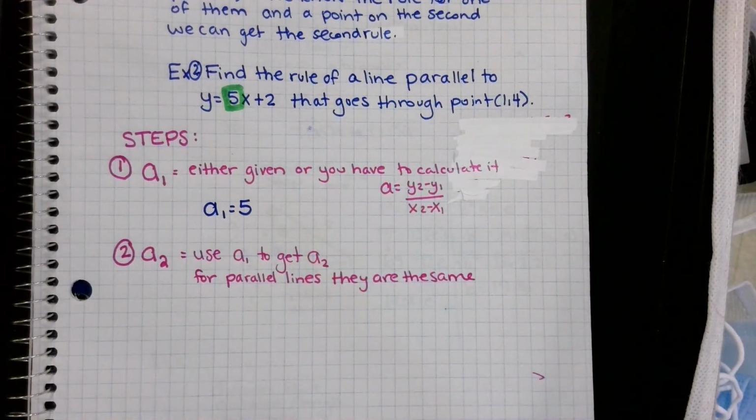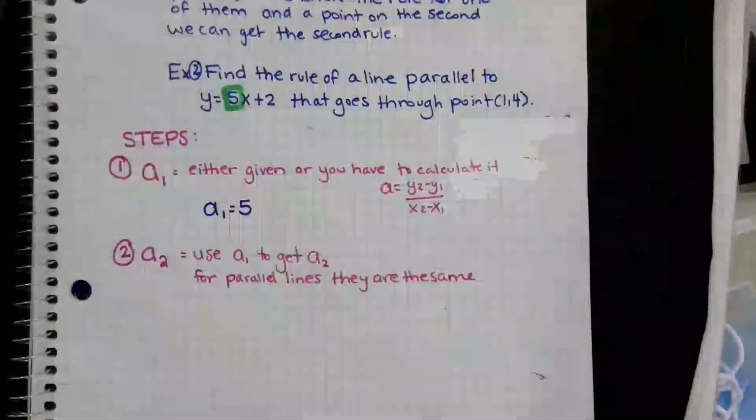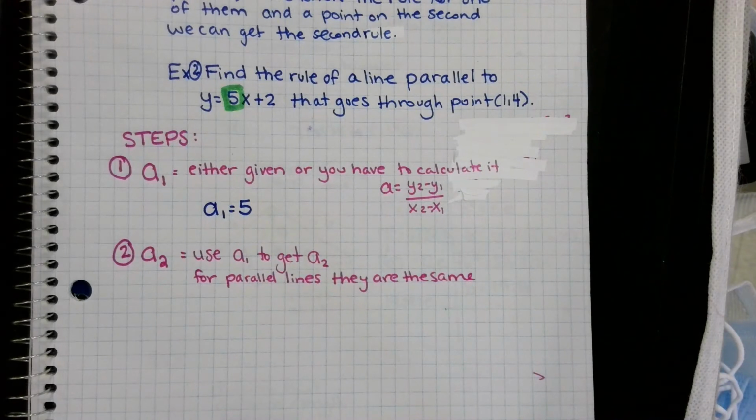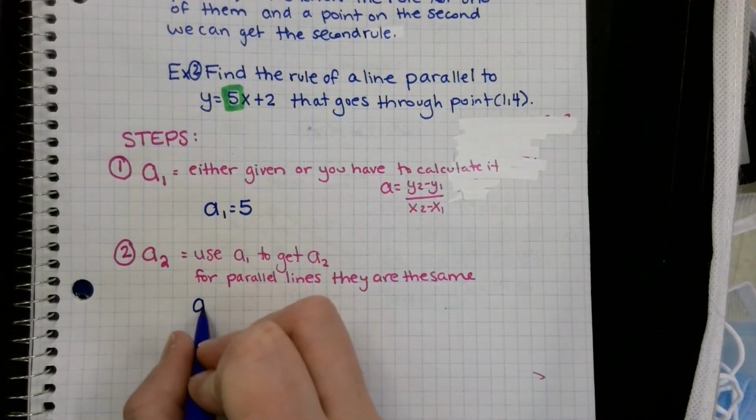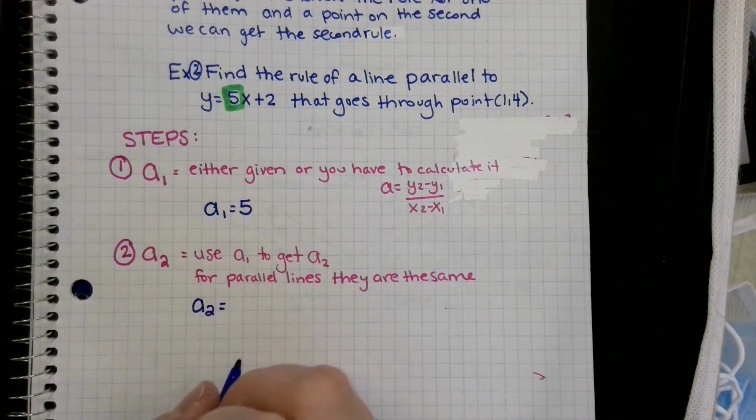Because these three steps are also going to follow us to perpendicular lines, we use A1 to get A2 in both cases. So for parallel, it's even easier, because if I know A1 and I know they're parallel, what would be my A2 in this case? My A1 is 5. What about A2?